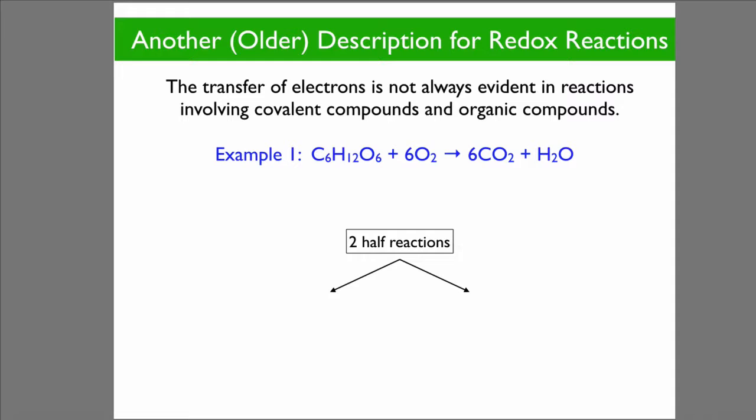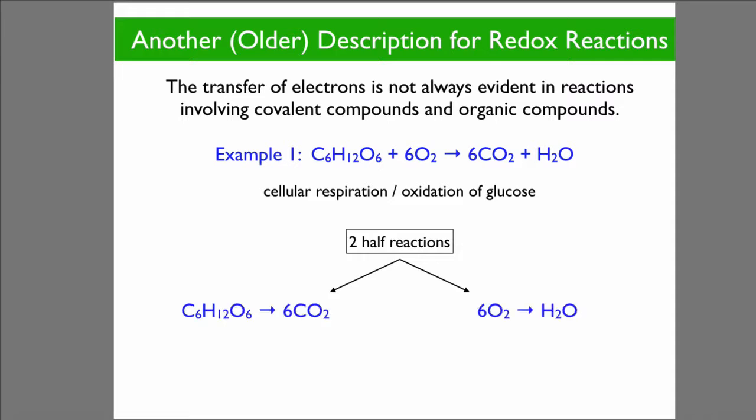Some older descriptions for redox reactions. The transfer of electrons is not always evident in reactions involving covalent compounds and organic compounds. For example, you've got a sugar with oxygen giving us carbon dioxide and water. It's glucose. This is just cellular respiration. It happens in every cell in your body, and the glucose is being oxidized. The 2 half reactions are the glucose going to the carbon dioxide and oxygen giving water.